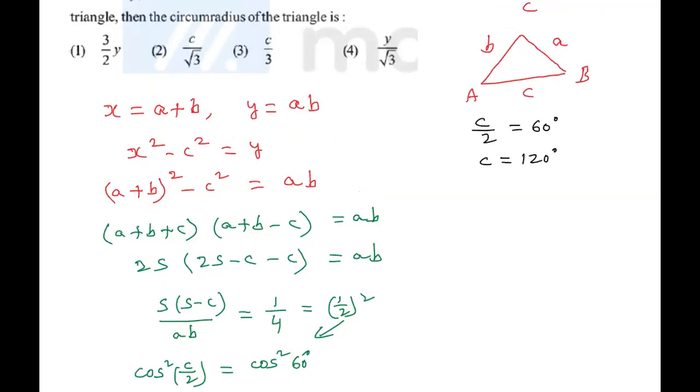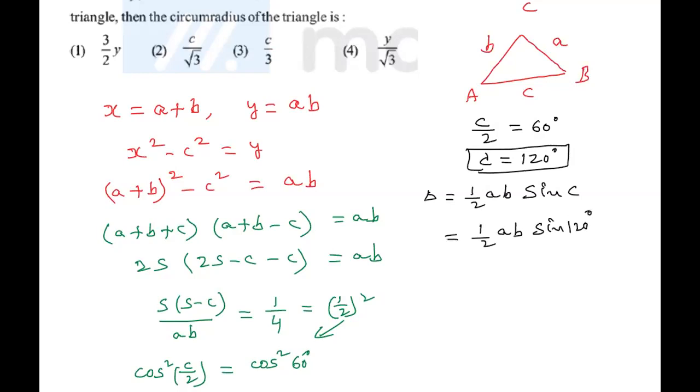Okay. Now, what is the area of triangle formula? Delta is equal to half AB sine C. Why I am taking this formula means angle C is already given as 120 degrees. Just substitute half AB sine 120 degrees. 120 means we can write 180 minus 60. 180 minus 60 means second quadrant, it is positive.